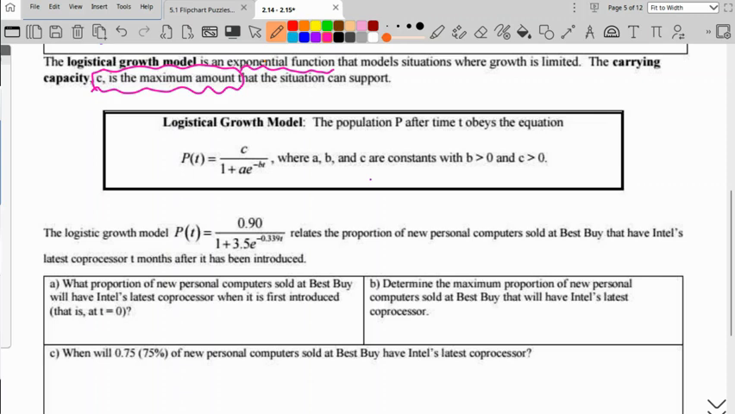So I went to look for why they called it an exponential function, and there it is. In the denominator, the variable is up in the exponent. So that's why they called it an exponential function, okay? So let's take a look at it.